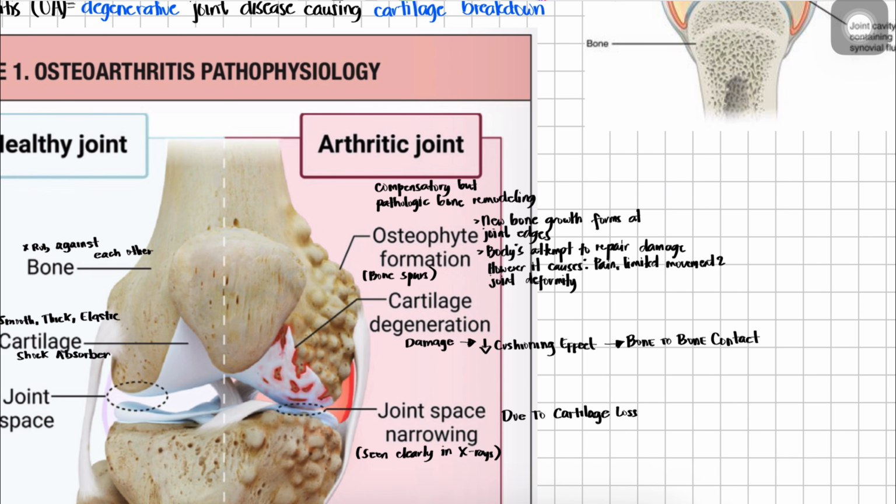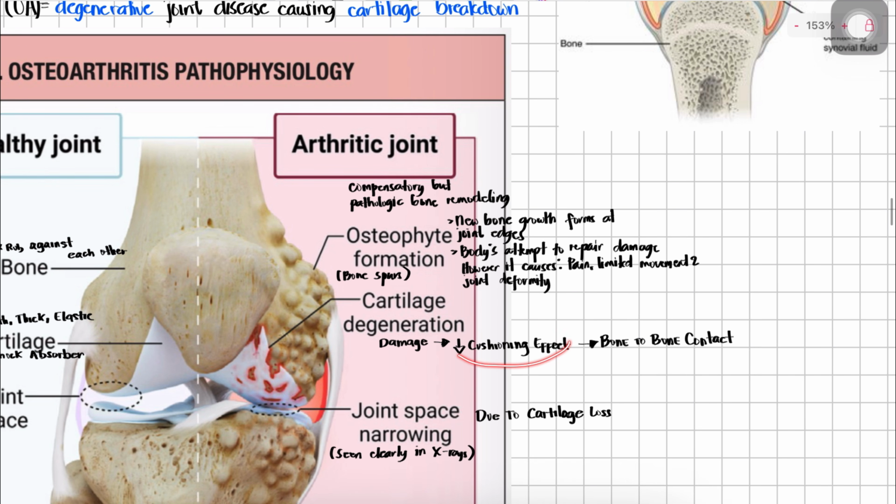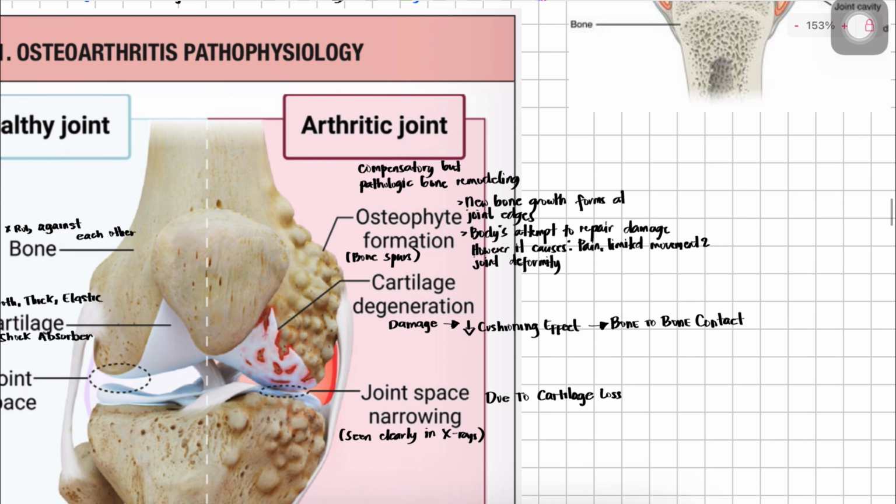Because the cartilage acts as a shock absorber, its loss removes protection between the bones. So when the cartilage becomes damaged, the cushioning effect is nagdi-decrease. Then the bones start rubbing against each other, and this leads to pain and inflammation.